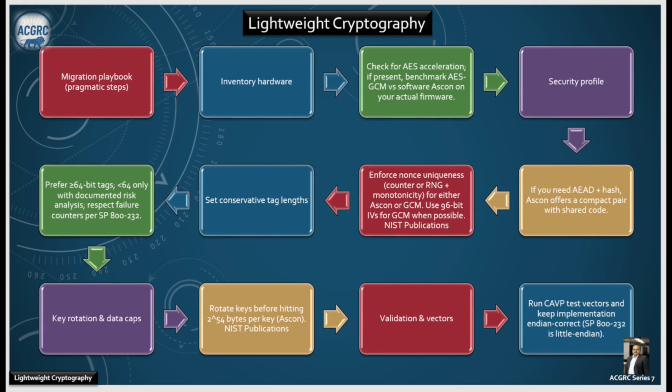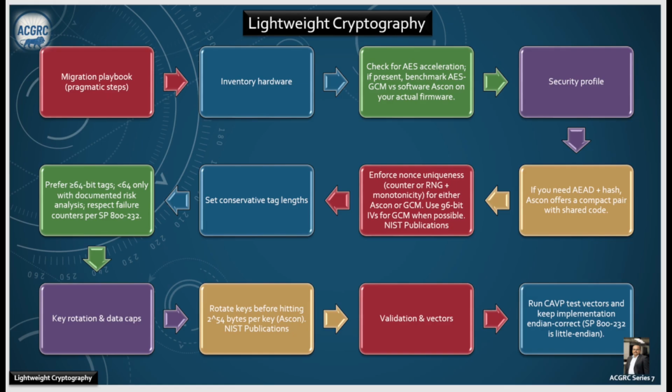So let's go through a flow. How do you migrate if there is a requirement or a need? First is inventory hardware. Check for AES acceleration if present. Benchmark your AES-GCM versus the software Ascon on your actual firmware.